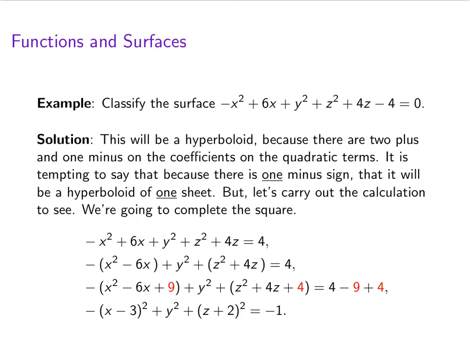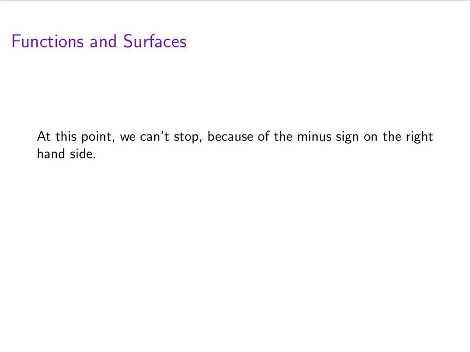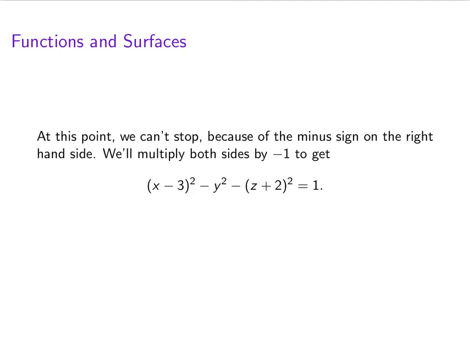And we put everything together, so this is why we added these numbers, so that we get perfect squares, and this is the equation that we get. Now we can't actually stop because of the minus sign on the right-hand side. If you go look at the list of quadric surfaces, they're all going to have a 1 on the right side. So we'll multiply both sides by negative 1, and now we'll get this equation.